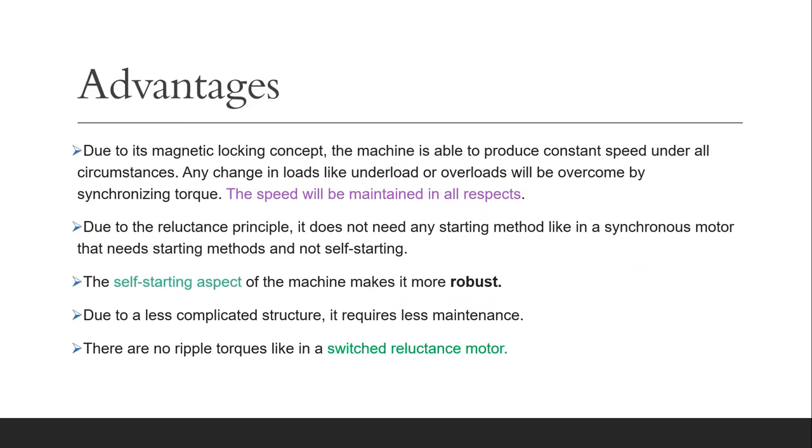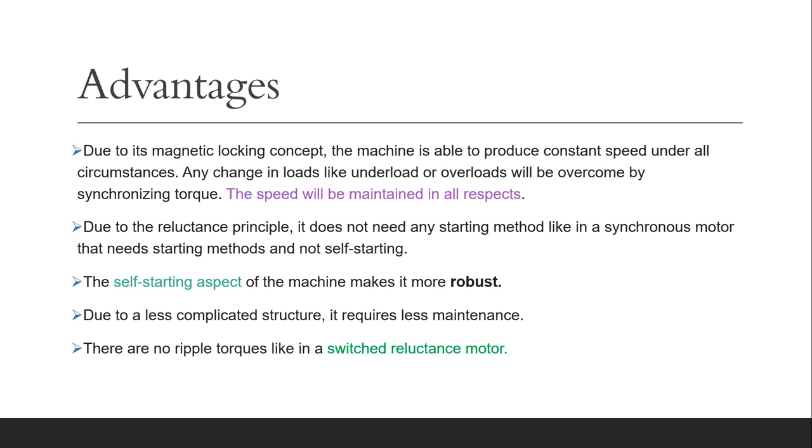Now the advantages and disadvantages of this motor. Due to its magnetic locking principle, the machine is able to produce constant speed under all circumstances. Any change in load, like underload or overload, will be overcome by the synchronizing torque, and the speed will be maintained in all respects. And due to the reluctance principle, it does not need any starting method, while a synchronous motor needs a starting method and is not self-starting.